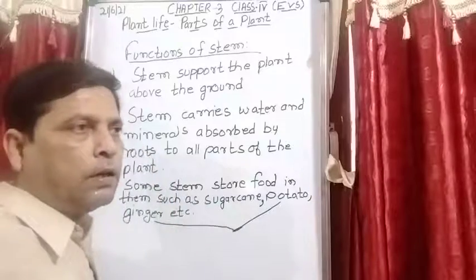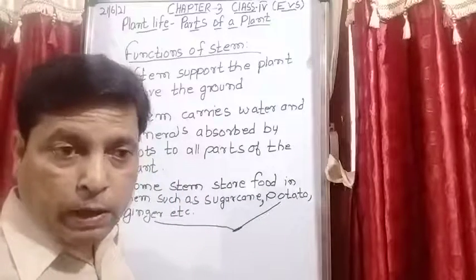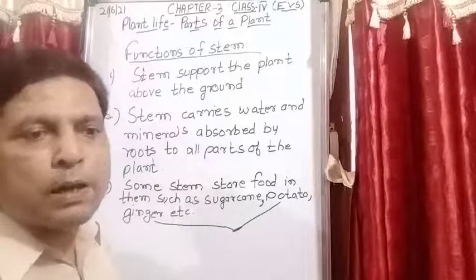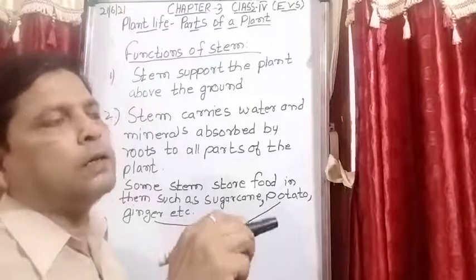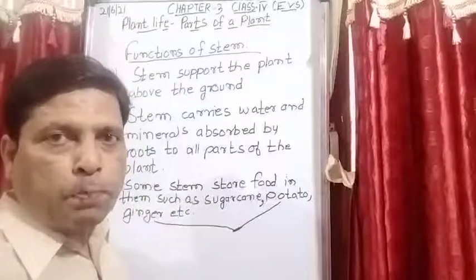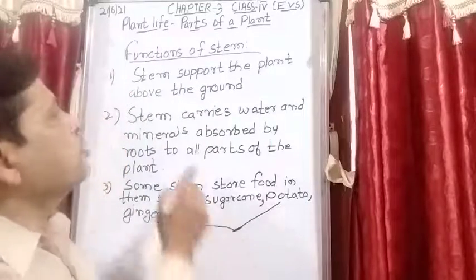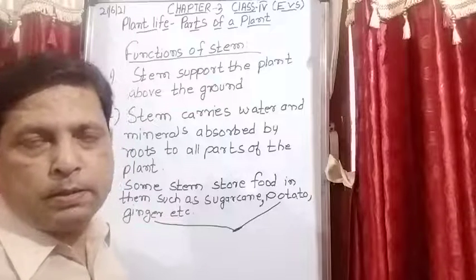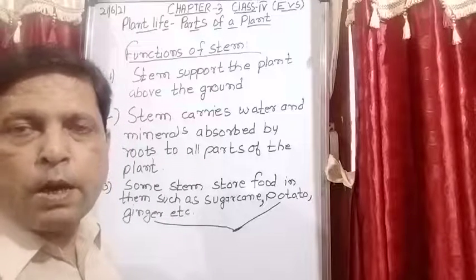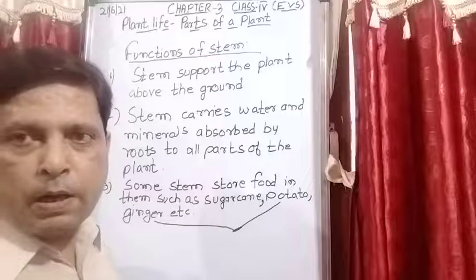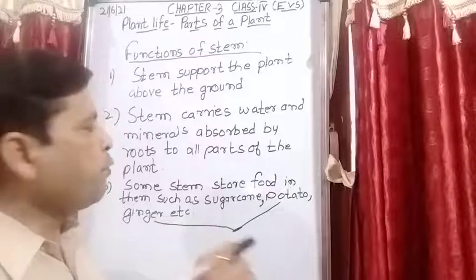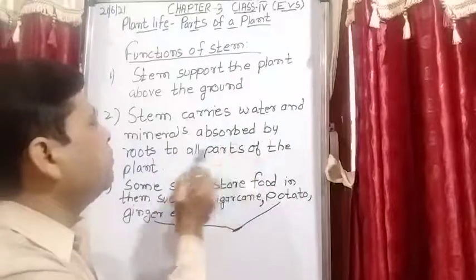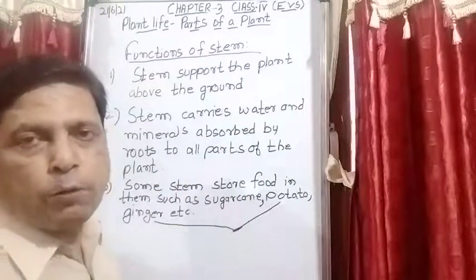Second function is that water and mineral are absorbed by the root, but the root passes this water and minerals to the stem, and it passes to all parts of the plant. So the second function of the stem is that the stem carries water and minerals. Is it clear? Stem carries water and minerals absorbed by roots to all parts of the plant.